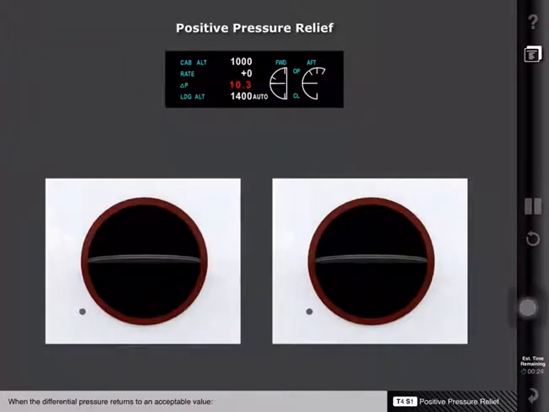When the differential pressure returns to an acceptable value, the cabin differential pressure indication changes color from red to amber, then white. The relief valves reset and close. After the relief valves close, the blowout doors remain open and must be manually closed by maintenance.